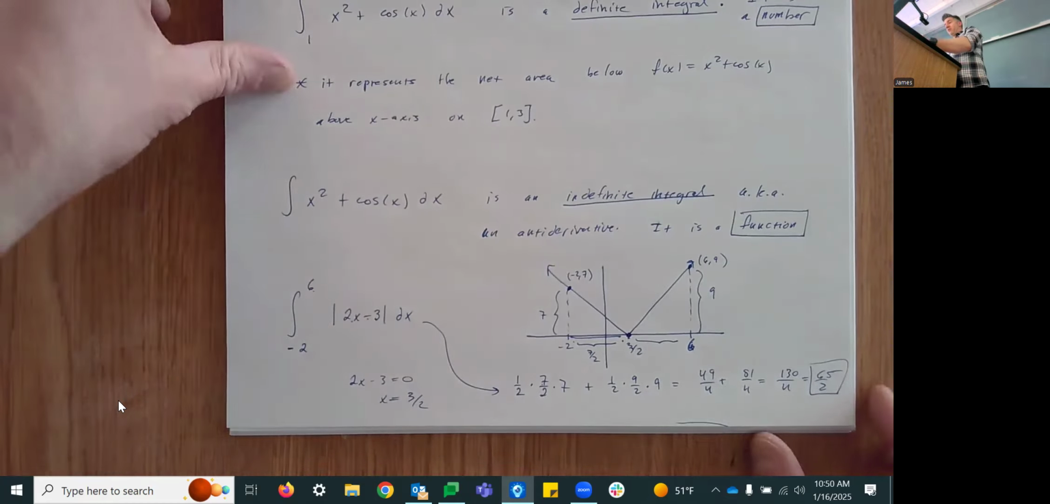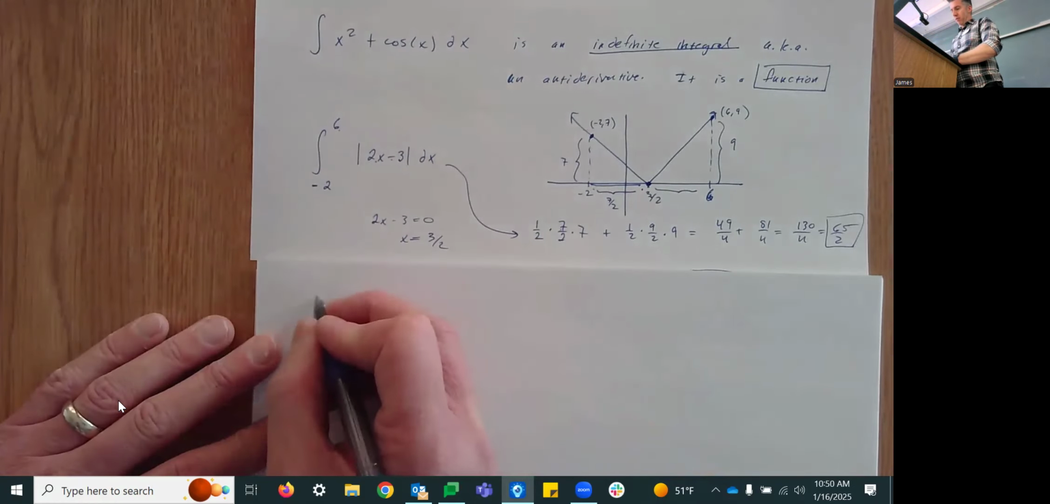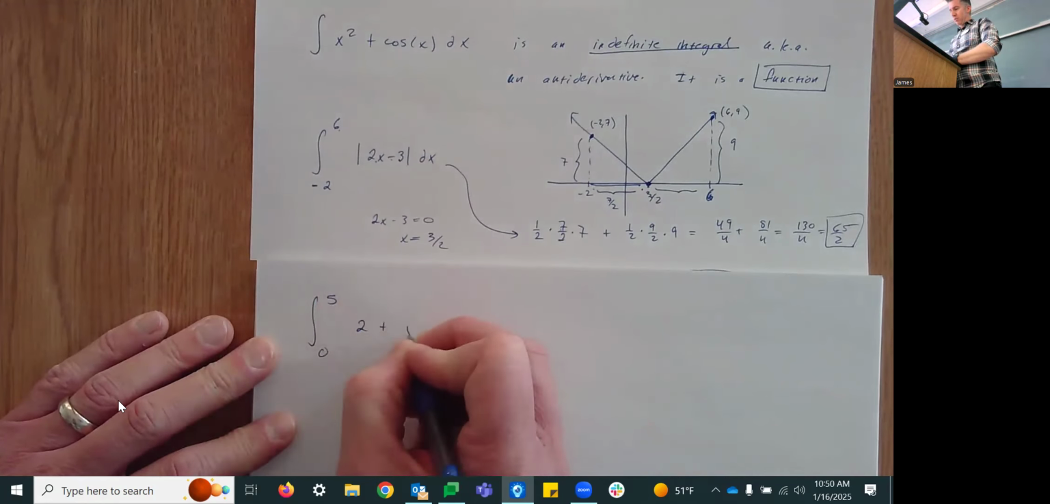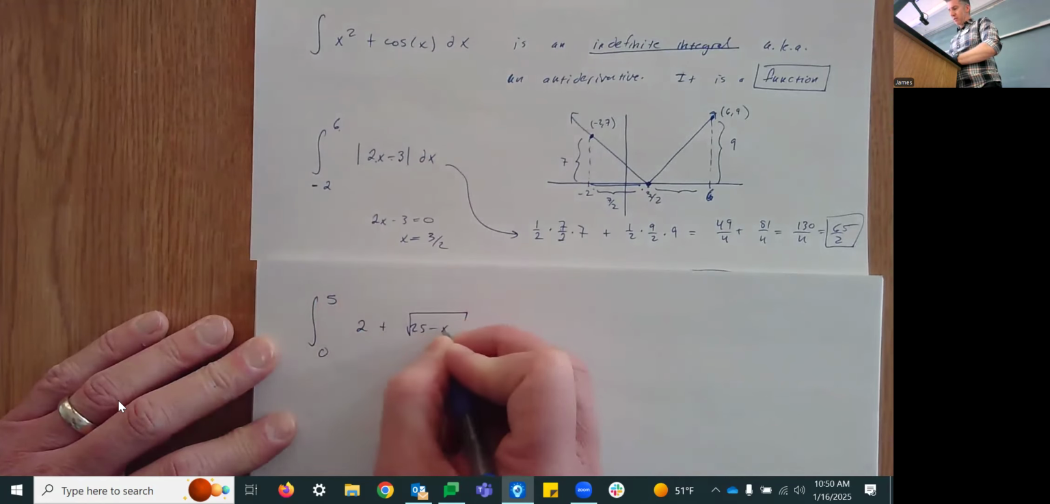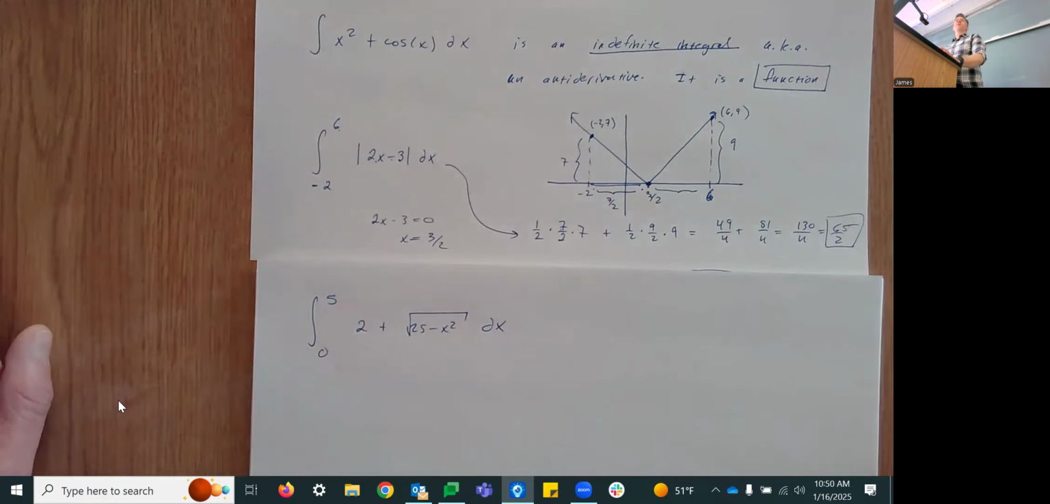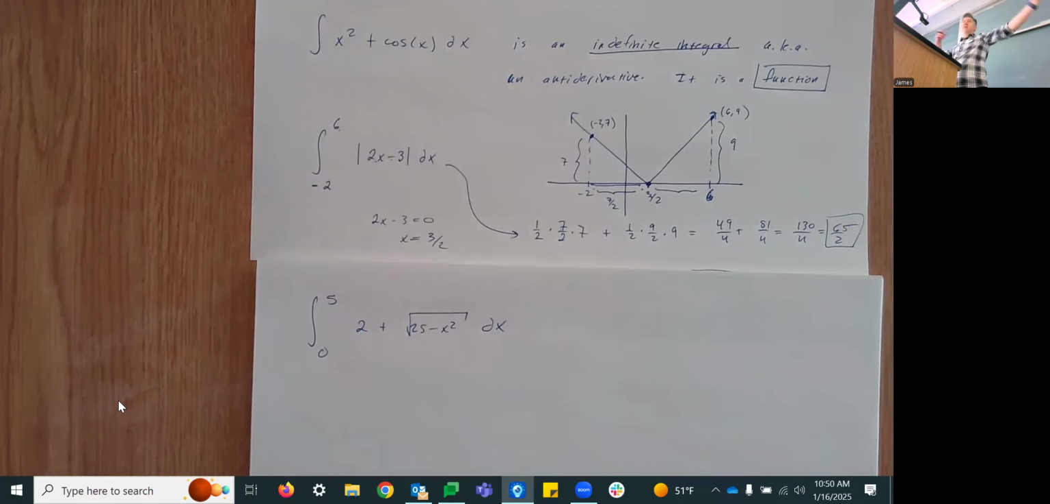So for example, if someone said, what's the integral from 0 to 5 of 2 plus the square root of 25 minus x squared dx? The 2 is kind of throwing me off. Someone used one of the rules of integration that we use all the time that we almost never talk about, which is you can break it up, kind of like with a derivative. If you have the derivative of something plus something, it's equal to the derivative of the first thing plus the derivative of the second thing. We use that all the time without talking about it. The same idea is true here.